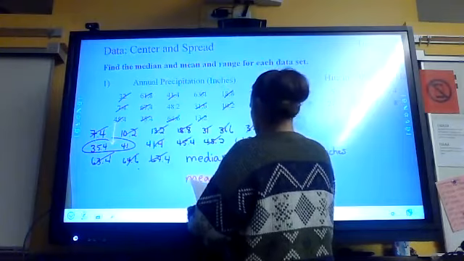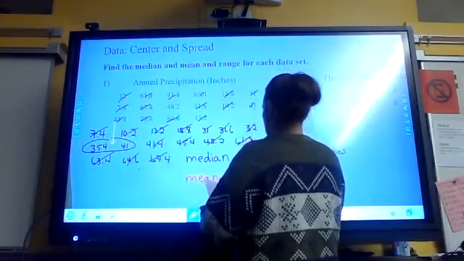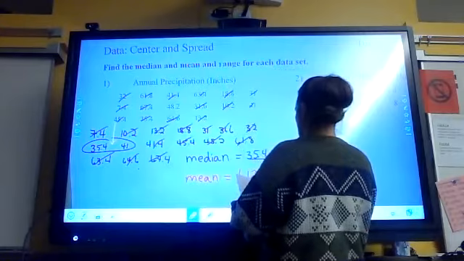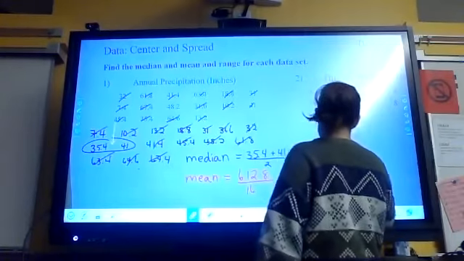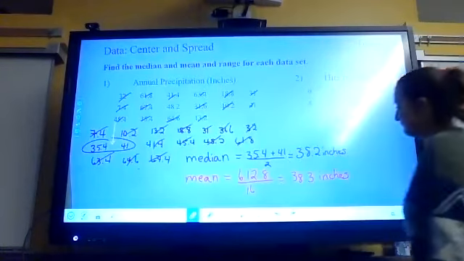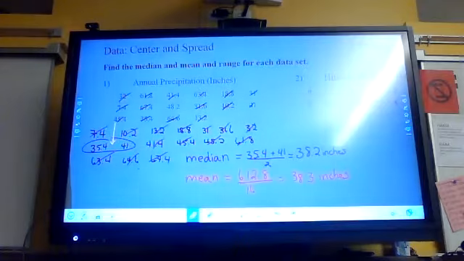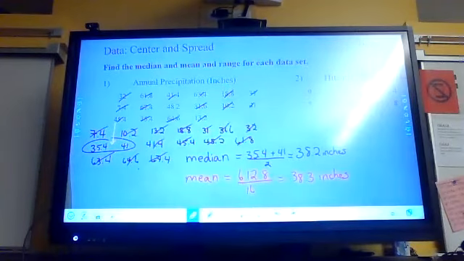612.8 divided by 16, and you get 38.3 inches. So you can see our mean and our median are very close, which means that data is well spread. That means our centers are very similar. And we're going to talk about what that means next week, but we just know the middle number is 38.2 and our average is 38.3.